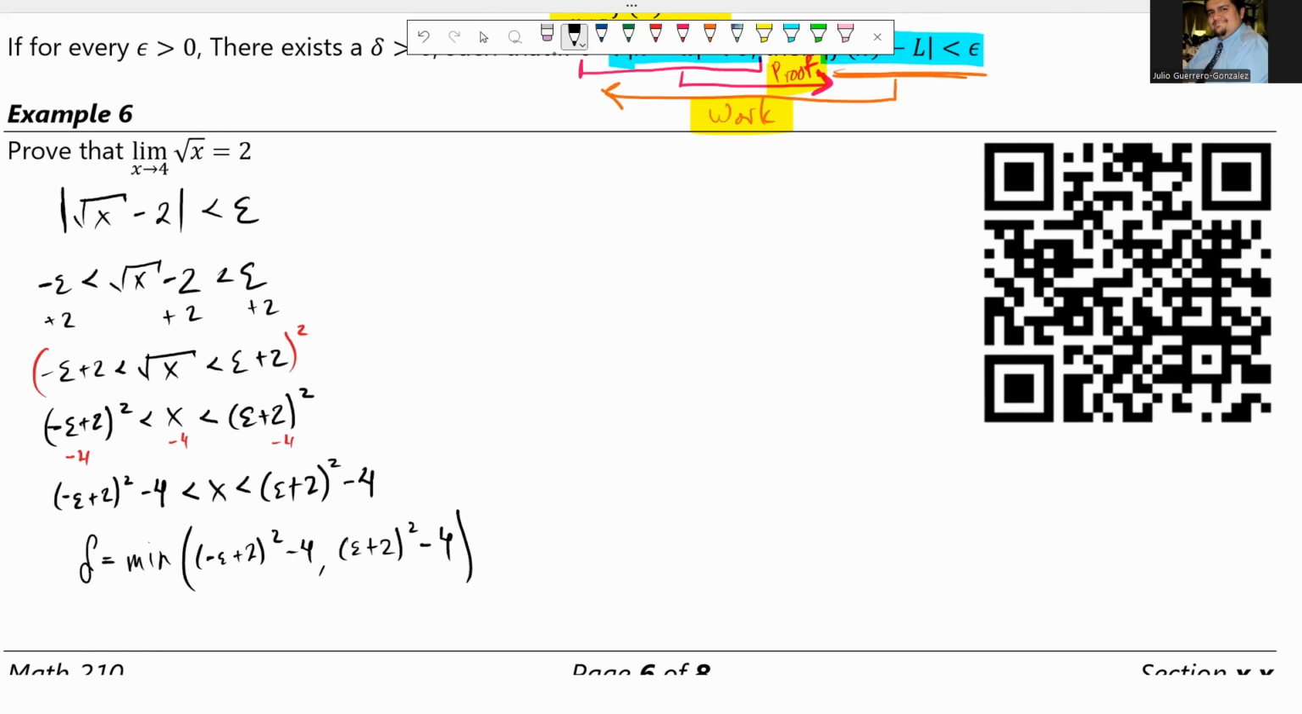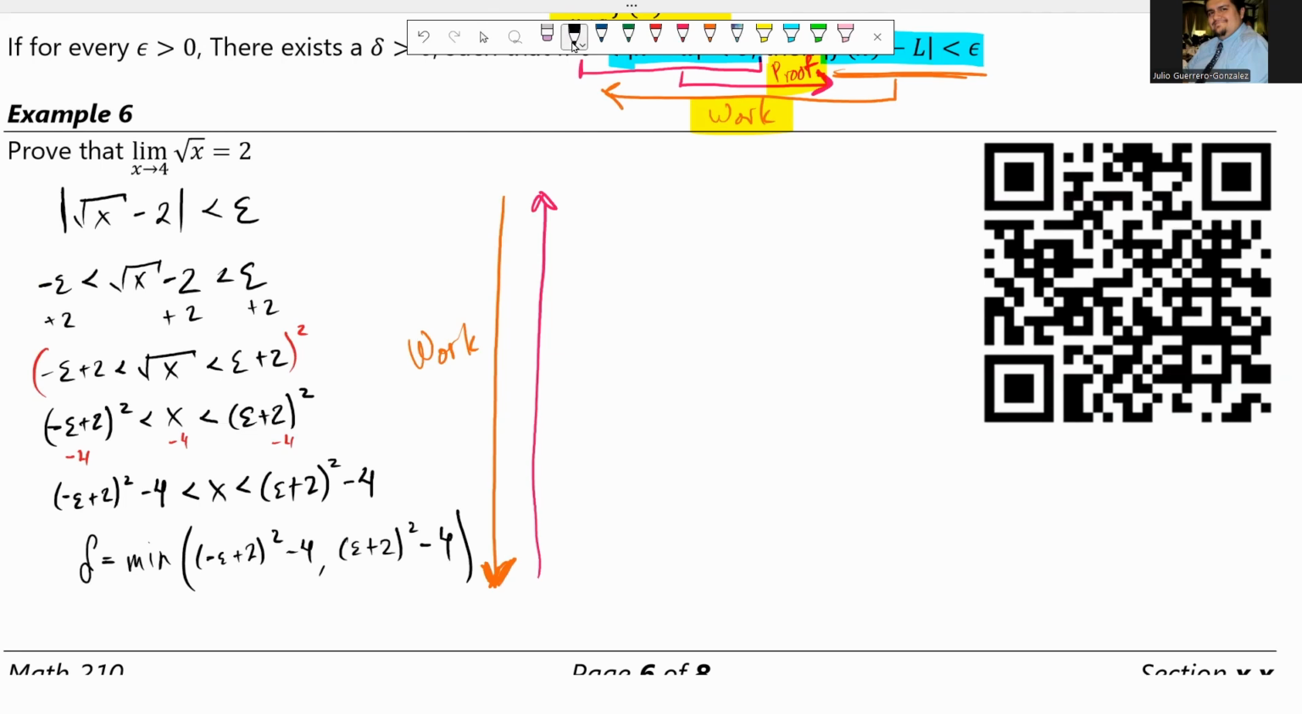Now, remember how I said this is the work that we need? This was the pre-work, the setup. We're essentially trying to find our epsilon and our delta, okay? This is the pre-work that needs to happen. The proof is essentially this exact same thing, but backwards, okay?